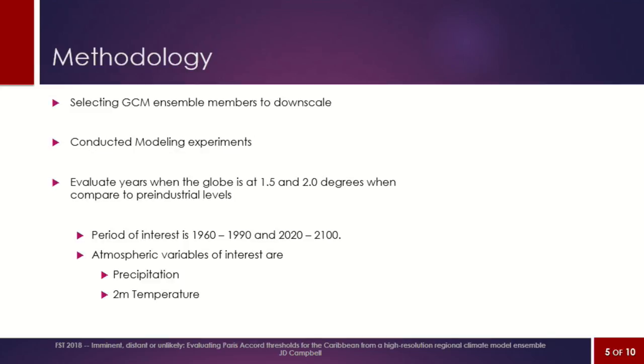After selecting those from the GCM and subsetting them, we then conducted our modeling experiments. So we took that driving data and downscaled it. We then evaluated for years when the globe is at 1.5 and 2 degrees, and I'll say more about how we established those 1.5 and 2 degree years. When we're talking about a baseline within the model, we're talking about 1960 to 1990, and any projected period falls within 2020 to 2100. For the rest of the presentation, the two key variables of interest are precipitation and 2 meter temperature. At some points you may see a wind diagram, but that's just to drive the point home.